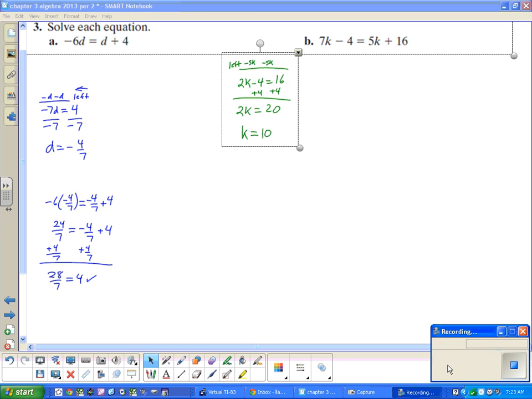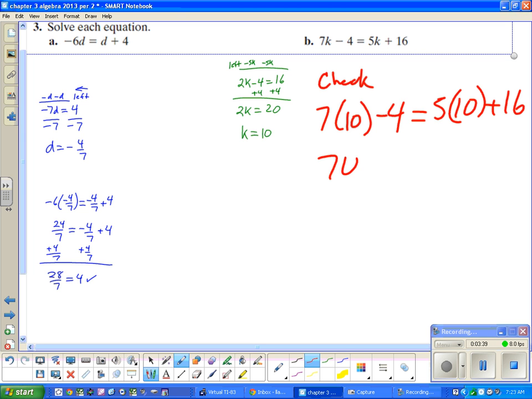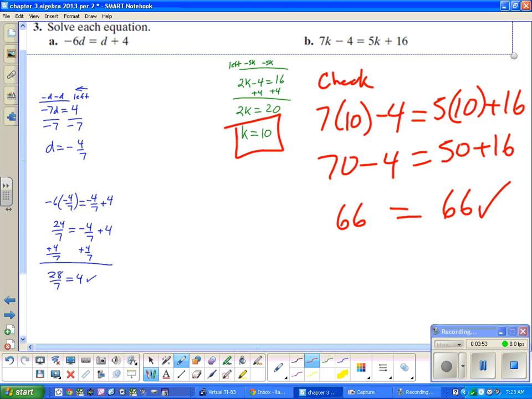Once again, since we got an answer, we're going to do a check. And we're going to do 7 times 10 minus 4. Is that equal to 5 times 10 plus 16? Well, let's see. 70 minus 4, that's going to be 66. And over here we have 5 times 10 is 50 plus 16, which is also 66. So that checks out, and our answer is k equals 10.